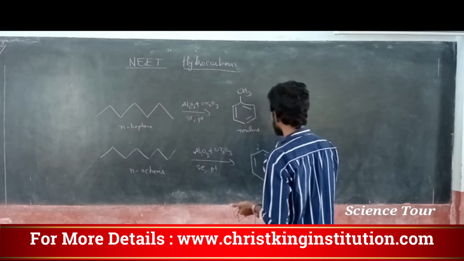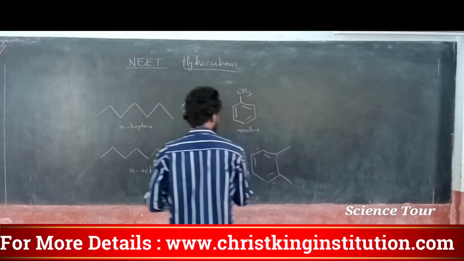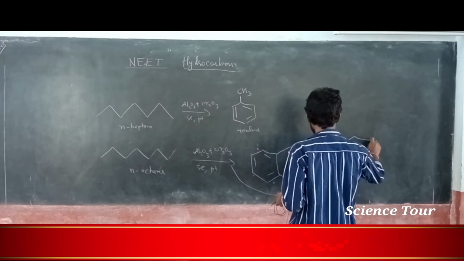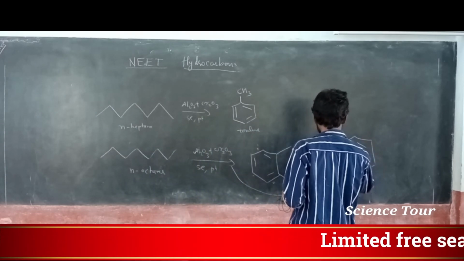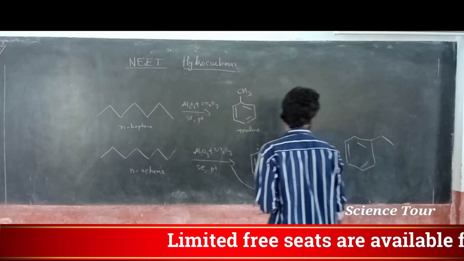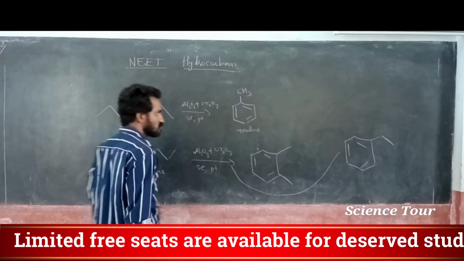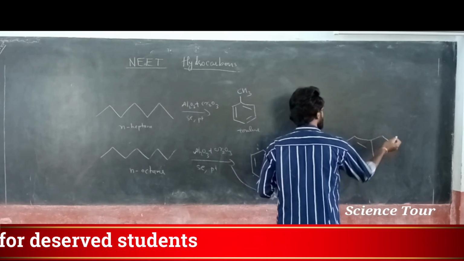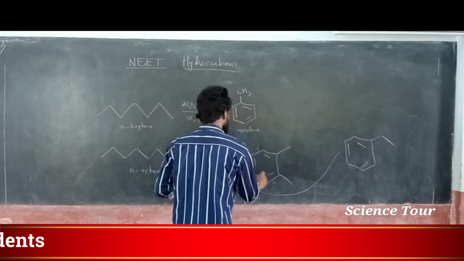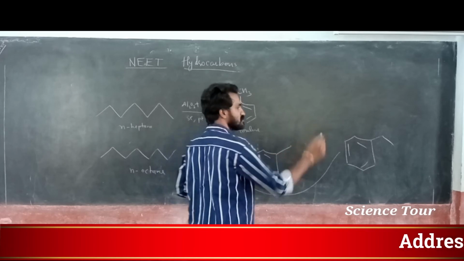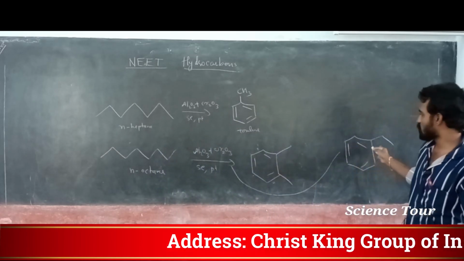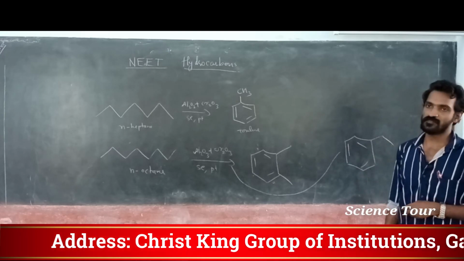Or one more product is possible. I will get this product or another product also possible. So sometimes I may get like this also. It depends. Like this. So look at this. 1, 2, 3, 4, 5, 6, 7, 8. Here also 1, 2, 3, 4, 5, 6, 7, 8. 8 carbon. So this type of product is also possible. This type of product is also possible.